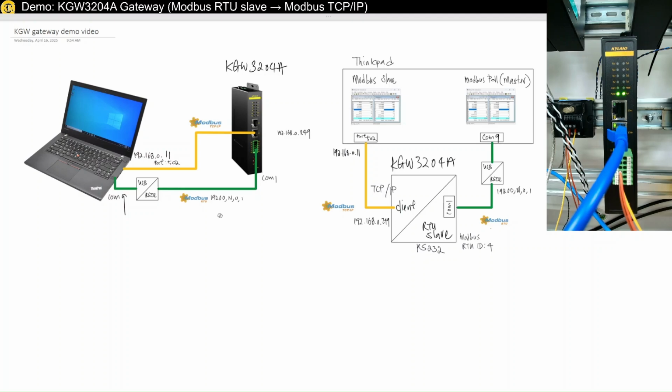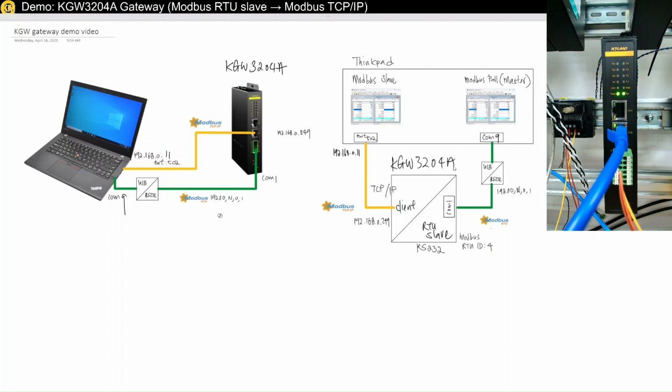Okay, this is a video to demo KGW3204A gateway operation. It's actually using this as a gateway for Modbus RTU slave gateway to Modbus TCP IP. Okay, so if you see my drawing over here, this is my schematic.